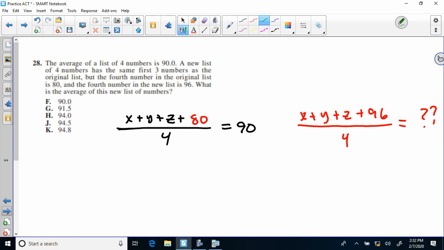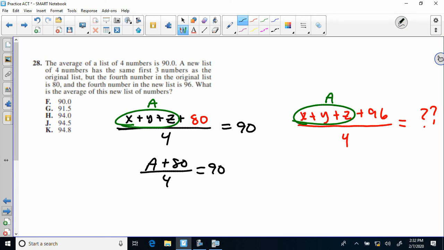If I added them together, I get the same big number, whatever it is, 300 and something, we don't really know. But whatever this number is, this is the same. So I'm going to call it something. I'm going to call this A. Because if I called it A, it's the same as this, saying A plus 80 is the same as A plus 96. So I'd have A plus 80 over 4 equals 90.